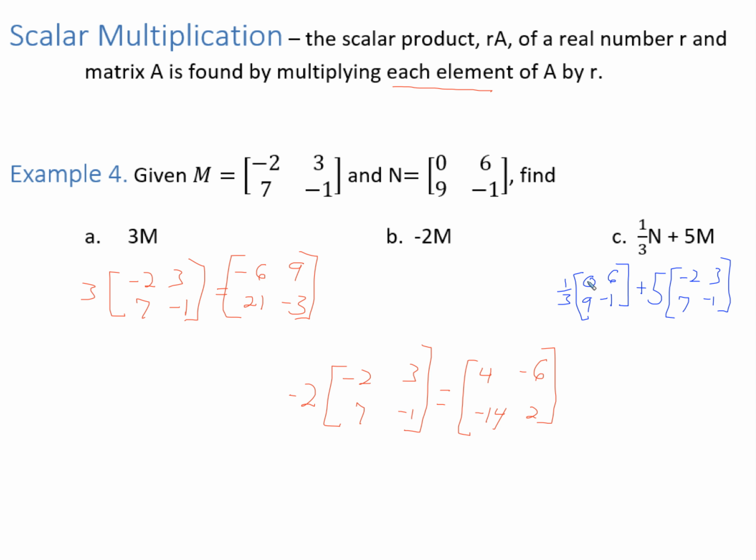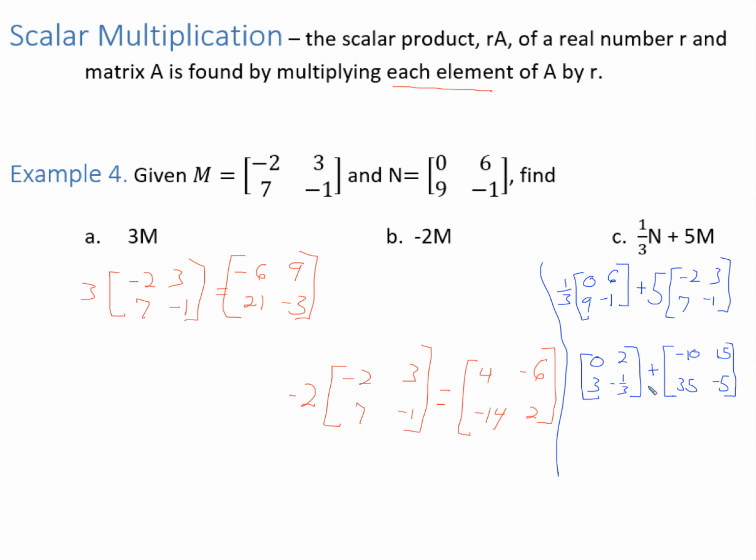And so we can do 1/3 times each of these. So 1/3 times 0 is 0. 1/3 of 6 is 2. 1/3 of 9 is 3. 1/3 of negative 1 is negative 1/3. Plus, and now we're going to multiply 5 times each of these. So negative 10, 5 times 3 is 15. 5 times 7, 35. And 5 times negative 1 is negative 5.